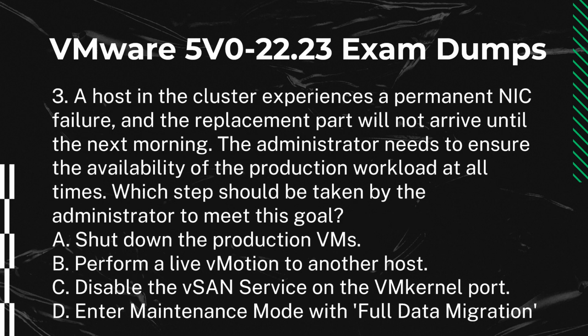3. A host in the cluster experiences a permanent NIC failure, and the replacement part will not arrive until the next morning. The administrator needs to ensure the availability of the production workload at all times. Which step should be taken by the administrator to meet this goal? A. Shut down the production VMs. B. Perform a live vMotion to another host. C. Disable the vSAN service on the VMkernel port. D. Enter maintenance mode with full data migration.